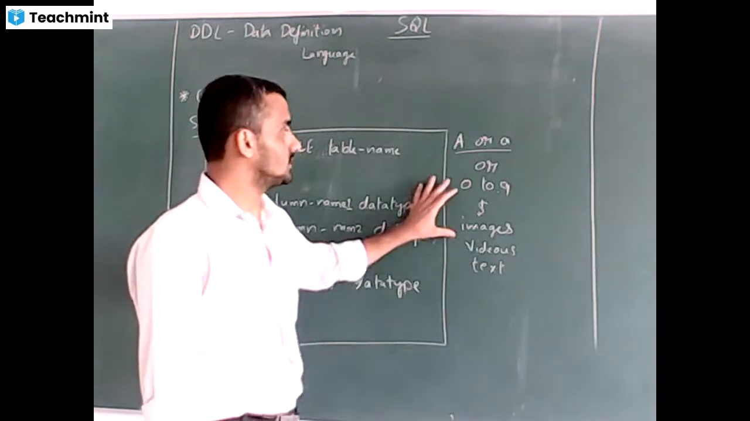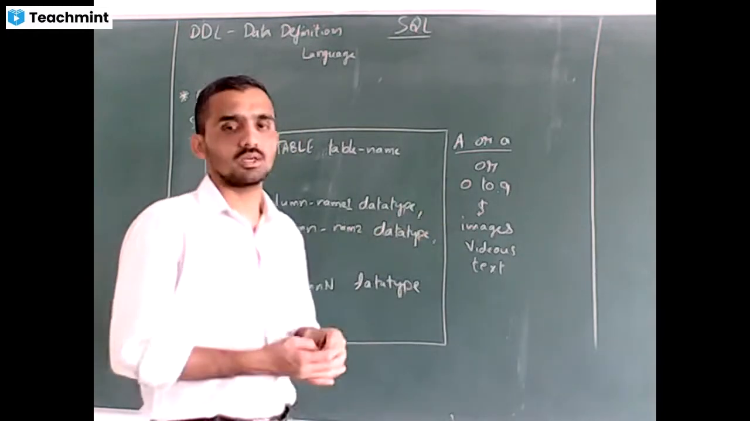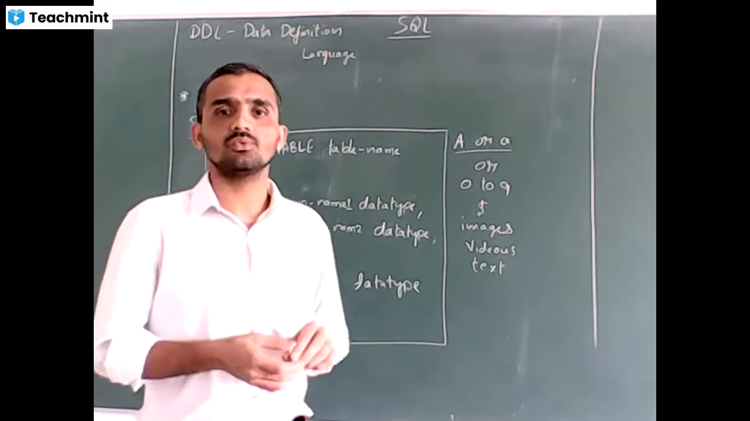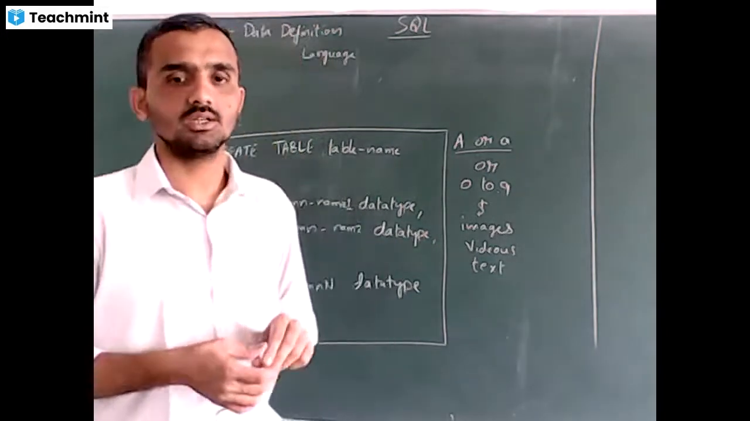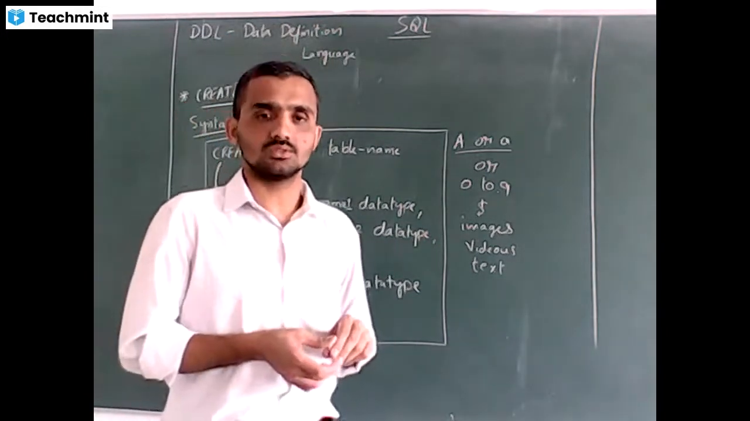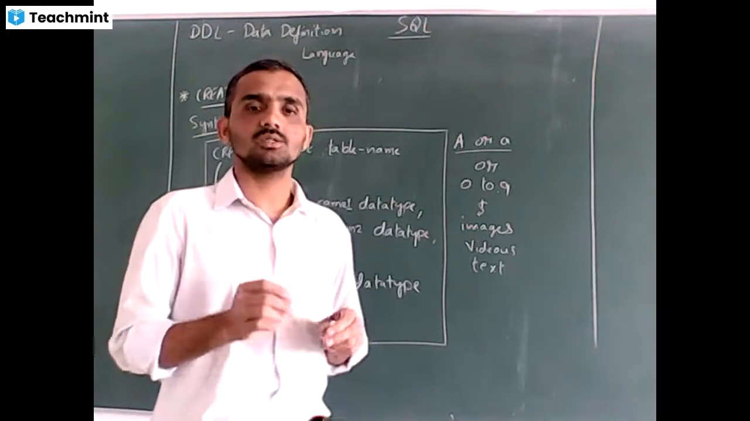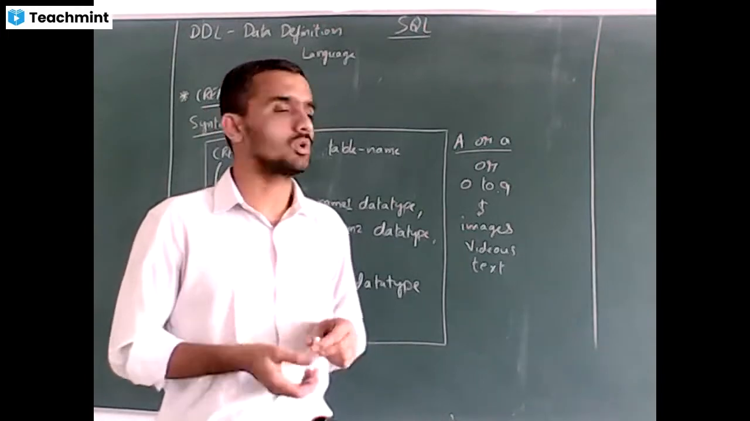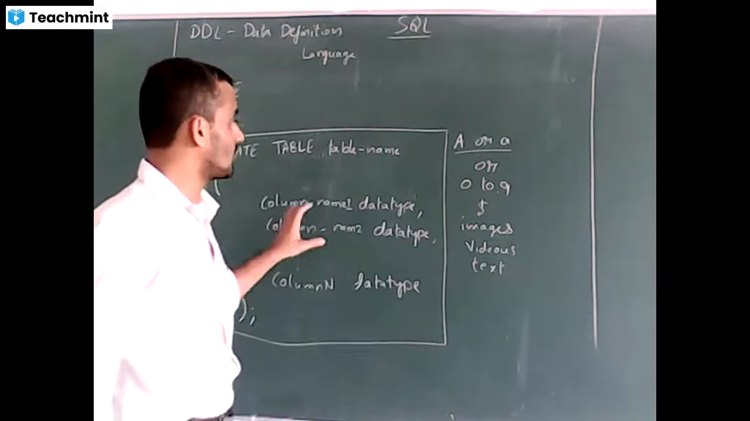To store this data in a computer, what data types are required? In C++, we know int, float, character, double, boolean. Boolean is used to store true and false values. Int is used to store integers. Float is used to store floating point values. So in SQL, what data types are there?